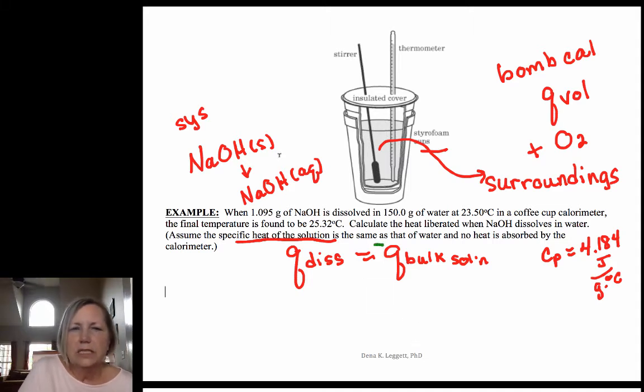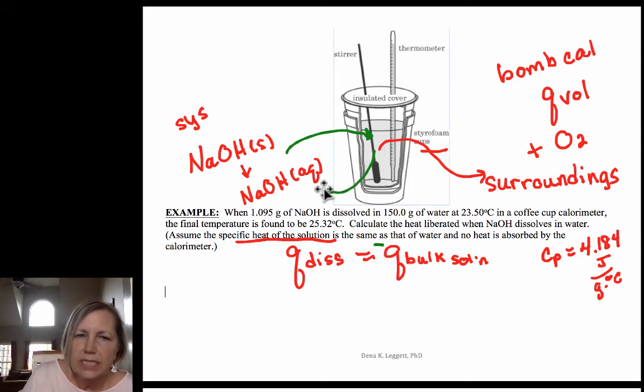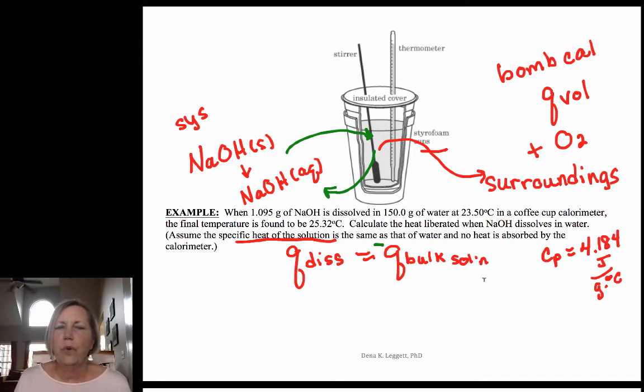Okay? If the dissolving releases heat into the water, then that means that's an exothermic process. The water temperature will go up. If, on the other hand, the process pulls heat out of the water, that means the process is endothermic and it's sucking its energy out of the water, and the temperature of the water will go down. So let's see what happens here.